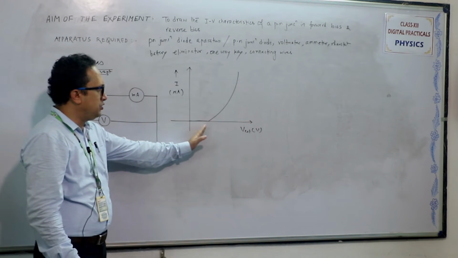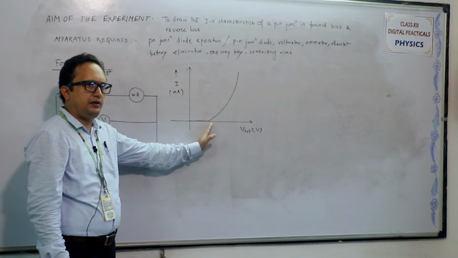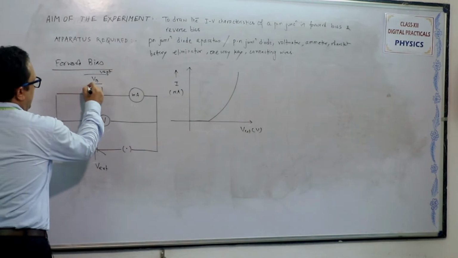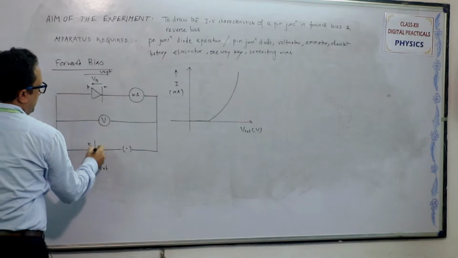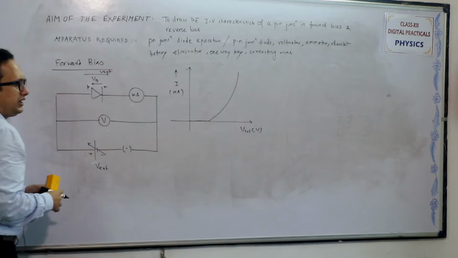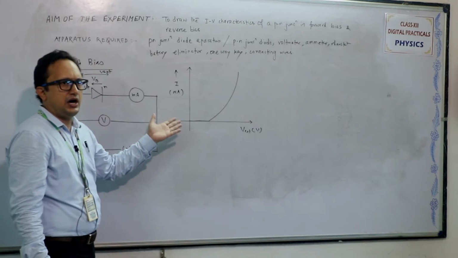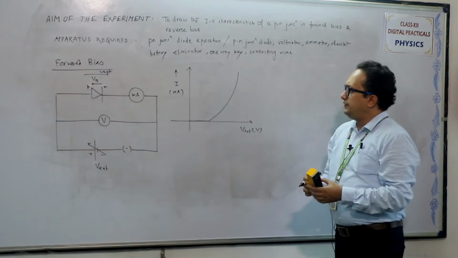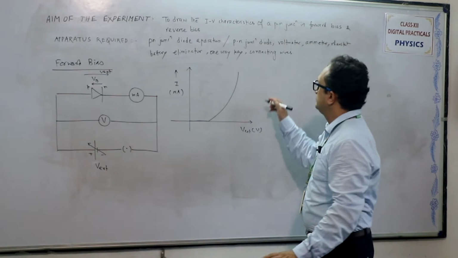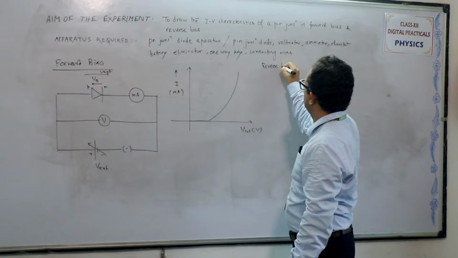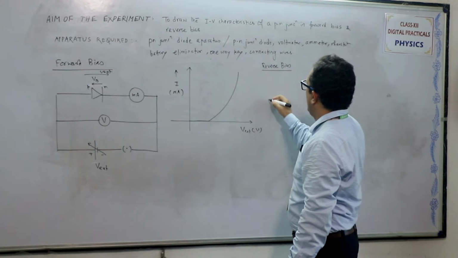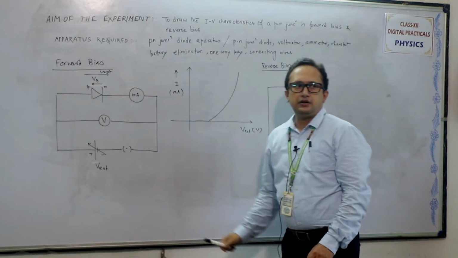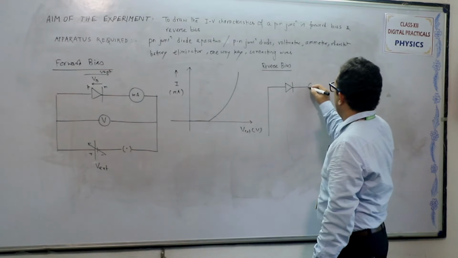That means initially there will be no current, but then after some time there will be some current, and then the current shoots up. Remember, the P side is now connected to the positive terminal, N side is connected to the negative terminal. So that is what it means that we are doing forward bias. And then if I want to study reverse bias, all I have to do is interchange the polarity of the applied battery.